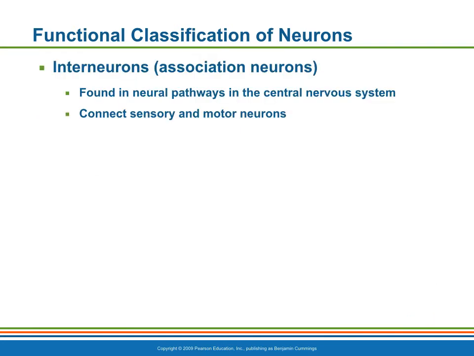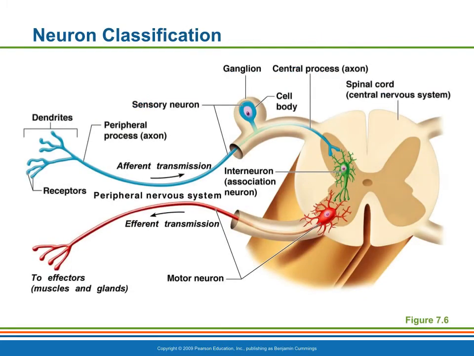The third category of neuron is known as the interneurons, or association neurons. They connect motor and sensory neurons in neural pathways. Like the motor neurons, their cell bodies are always located in the central nervous system. Here you can see the different neurons by function.